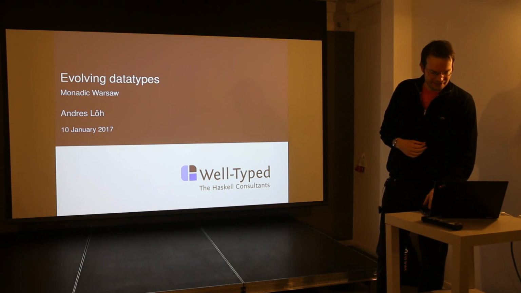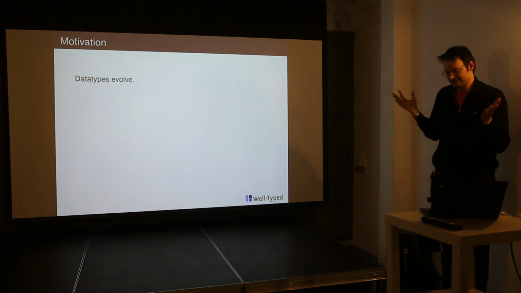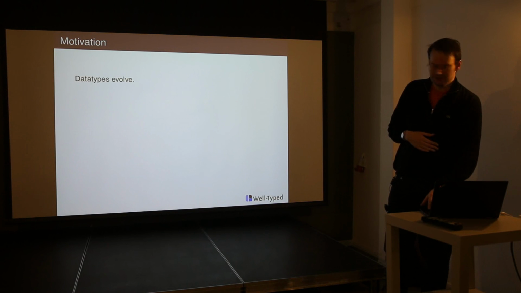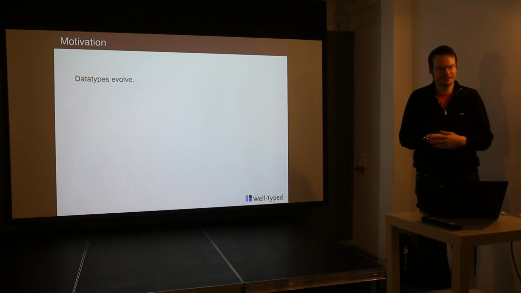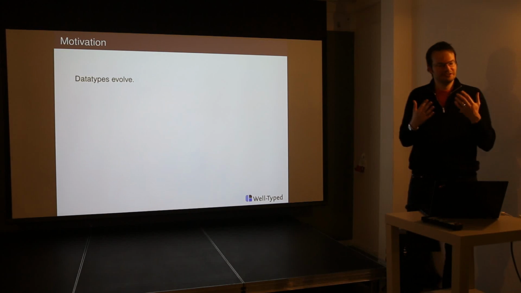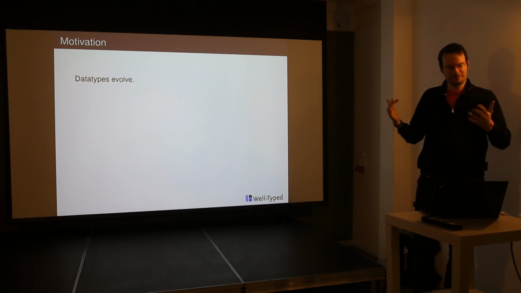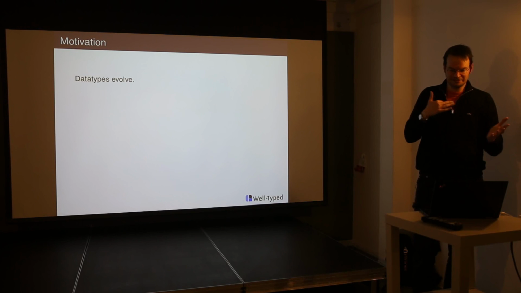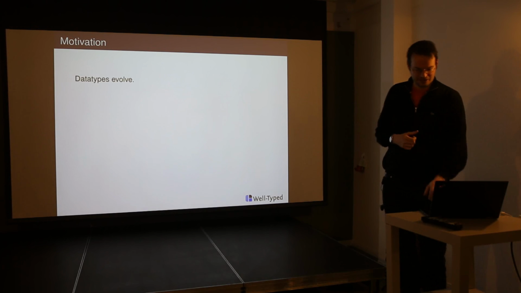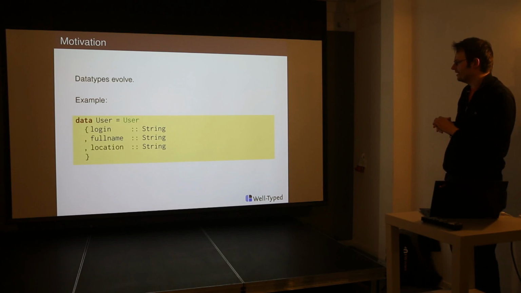So what I want to talk about is essentially the problem of migration, of data type migration. When you write an application, regardless of what programming language it is in, your data types evolve over time, typically. You start out with a particular set of data types that cover your application domain, and then over time they change. So here is a contrived example.